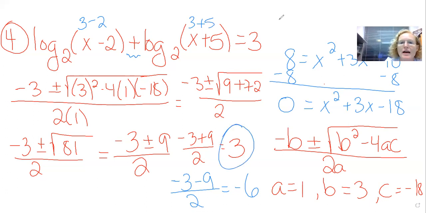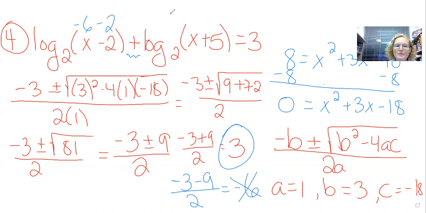That's great. We like that. So now that 3 works, please don't assume that the other one works. You've got to test them both independently. So I'm going to come in here and say, okay, now let's try negative 6. So negative 6 minus 2. Well, negative 6 minus 2 is negative 8. We're done right there because we can't take the log of a negative number. So this one doesn't work. So my only answer here is a positive 3.